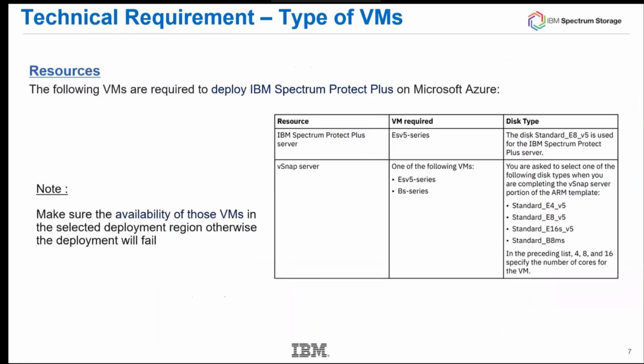So this is also very important, there are a few restrictions on what kind of VMs are required for the SPP server and the vSnap server. And please do ensure that availability of these VMs where you're trying to do the deployment is there. Otherwise, your deployment will fail.